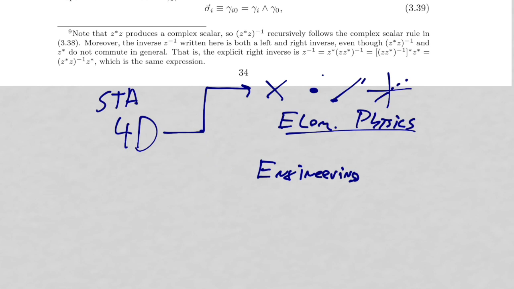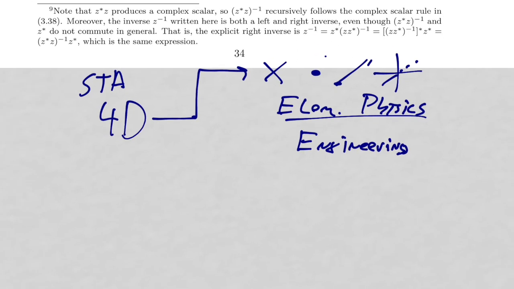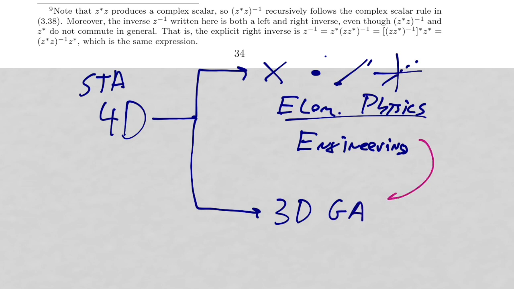So this chart is, if you take this literally, we're trying to make the connection between space-time algebra and standard 3 vector analysis. Well, this is standard 3 vector analysis. But you could also think of this as, well, wait a minute, standard 3 vector analysis is 3D geometric algebra, right? There's a connection between these two, which we studied a little bit in the last couple lectures.